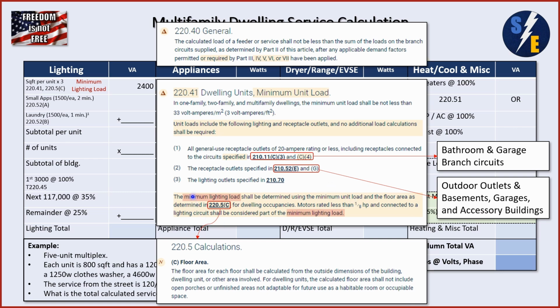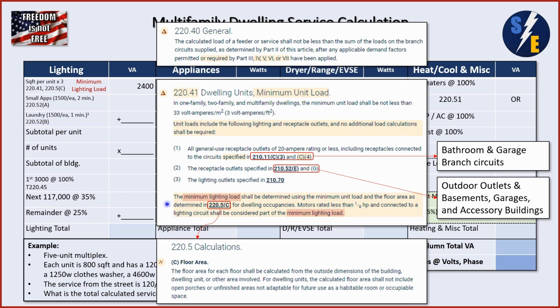Number 3 is the lighting outlet specified in 210.70, which are basically all the lighting outlets that are required in a dwelling. So just to recap that, what this is saying is all of these are included in this minimum unit load figure. This minimum lighting load that we come up with here, this 2400 VA, includes all of these areas of the house. So you don't have to worry about putting any additional load calculations for these items.